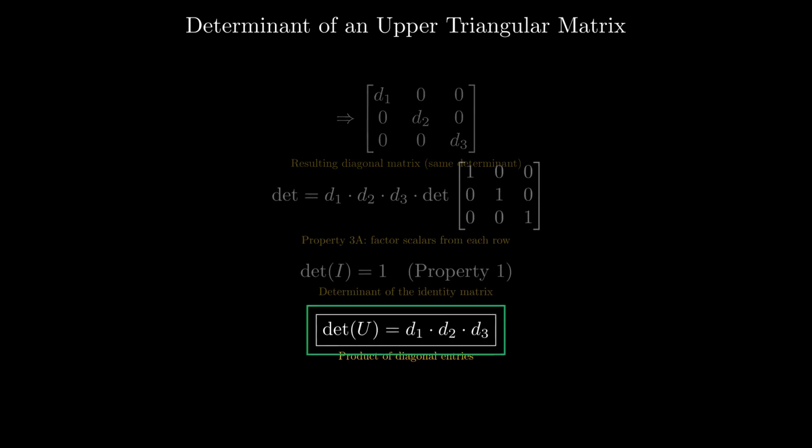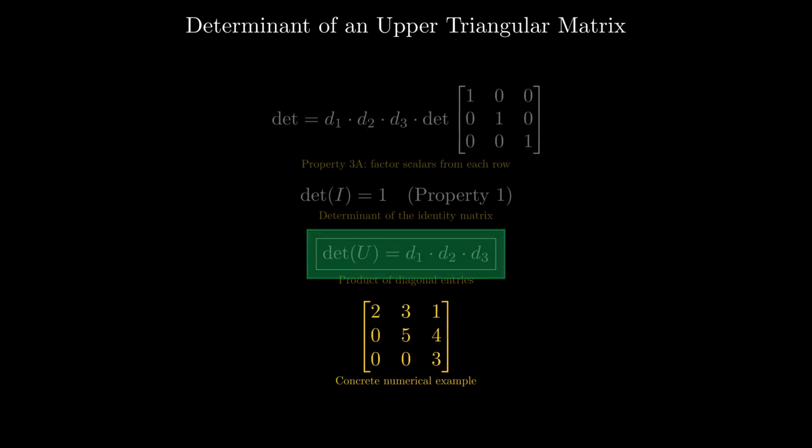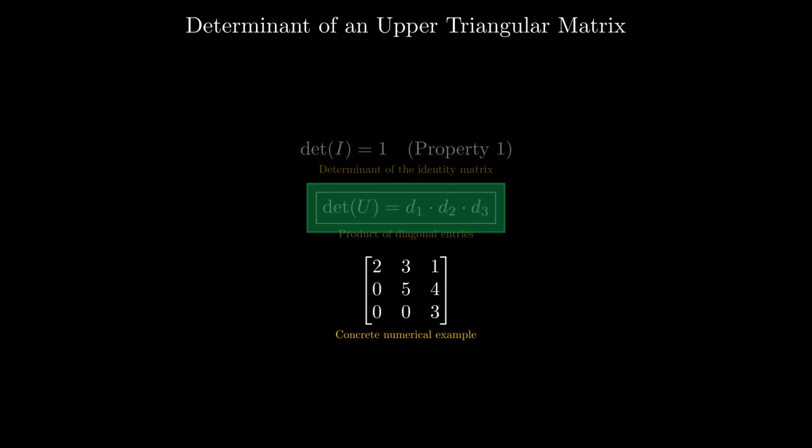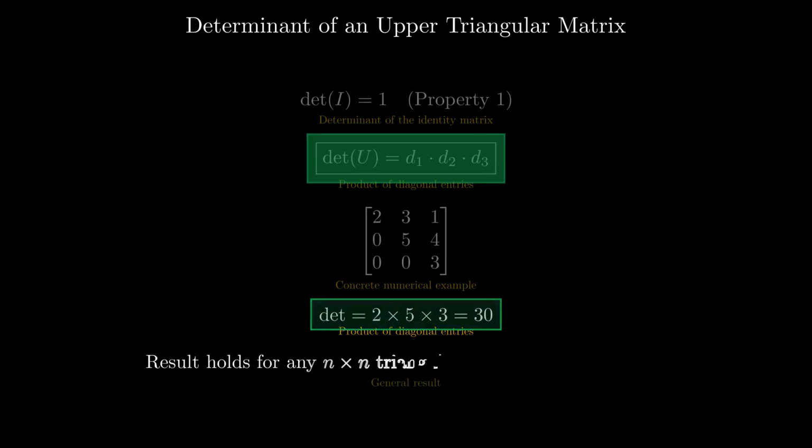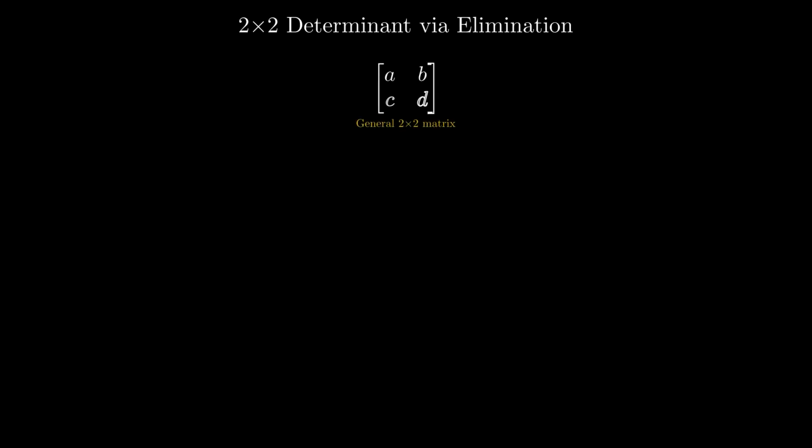Consider the upper triangular matrix with rows 2, 3, 1, then 0, 5, 4, then 0, 0, 3. Its determinant is simply 2 times 5 times 3, which equals 30. This argument works for any n by n triangular matrix, whether upper or lower. Let's verify our result with the 2 by 2 case.